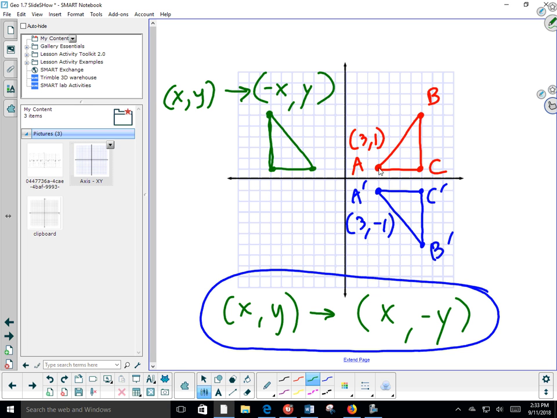Because this ordered pair right here was 3, 1, but now it's getting mapped over here, and A prime is at negative 3, comma 1. The X coordinate changed to the opposite, and the Y stayed the same. Oh, okay, I get it. Does that make sense? Yeah.